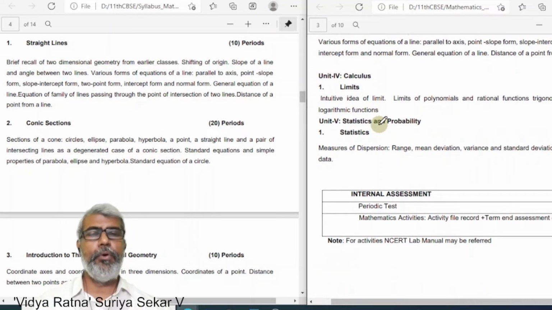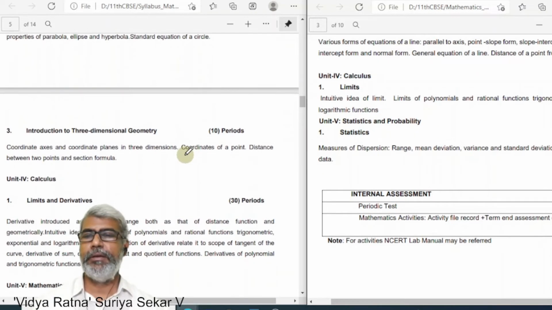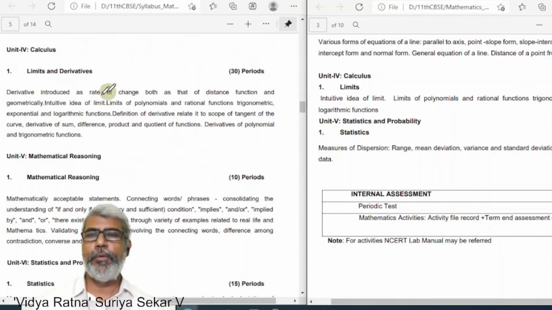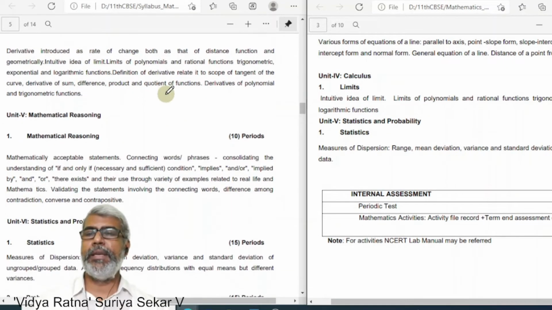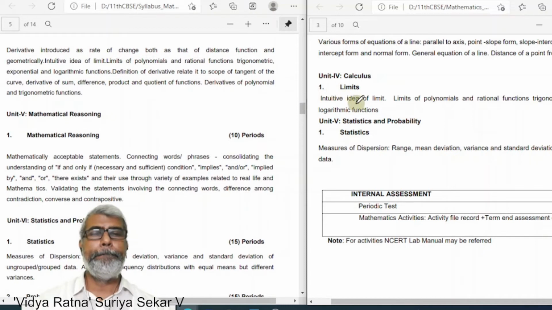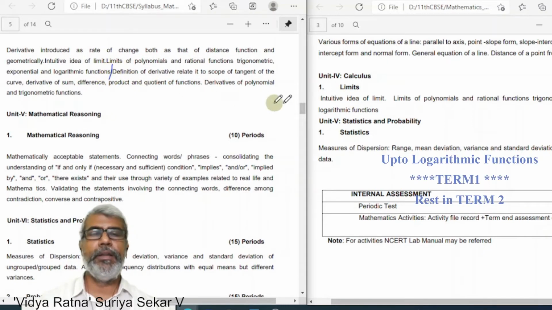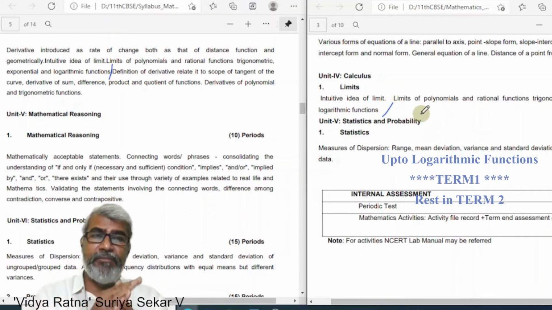And then you need calculus. You have limits. Go here to the old one. This is the old one, limits and derivatives. Up to logarithmic functions only. You can say up to this portion only. So this is for term 1. From this portion, we will have it in term 2.